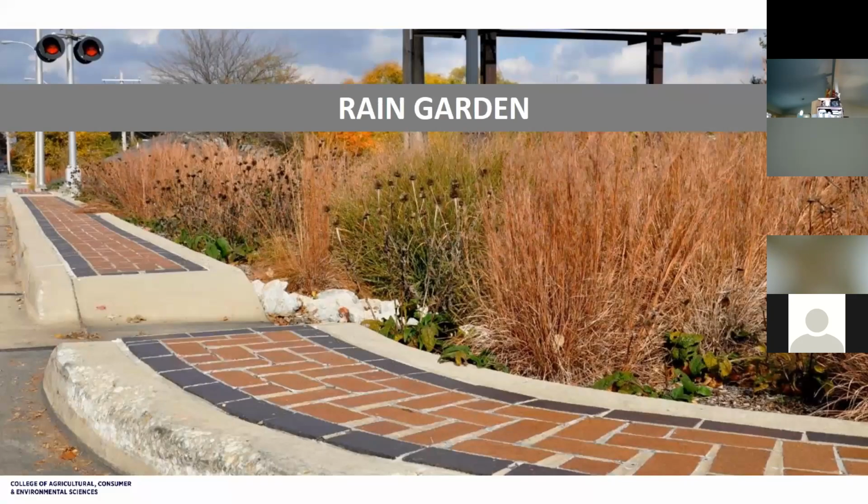Probably heard of rain gardens. I like to show this photo because it's a rain garden that's in autumn. They can look nice year-round. Now they're similar to bioswales, but they don't usually convey water. Both bioswales and rain gardens typically have plants that thrive in times of drought or flood, and oftentimes those are native plants.